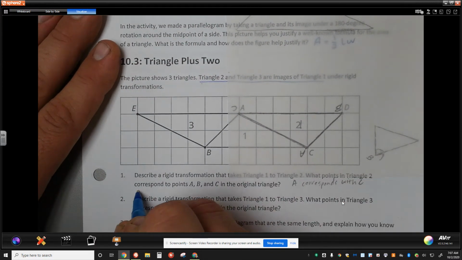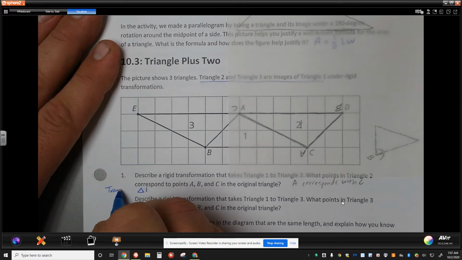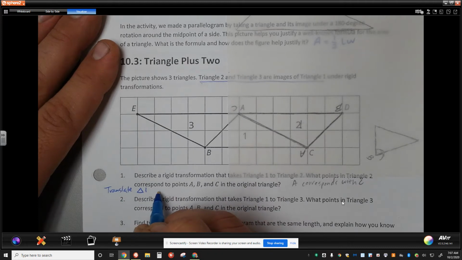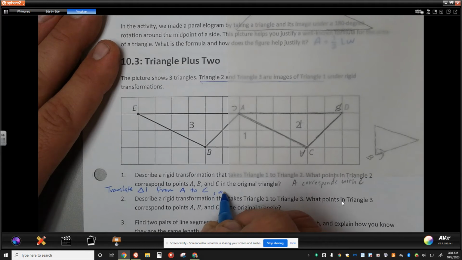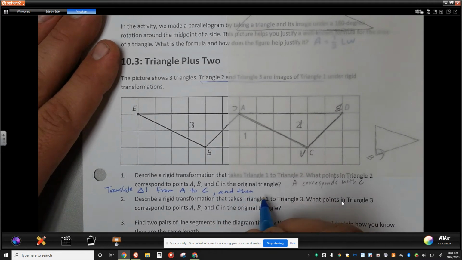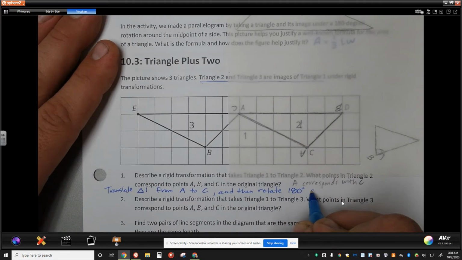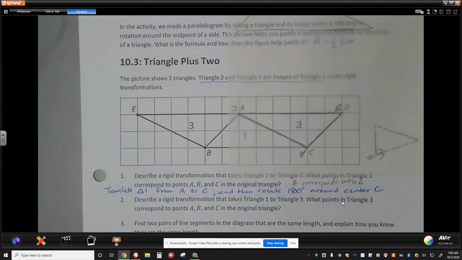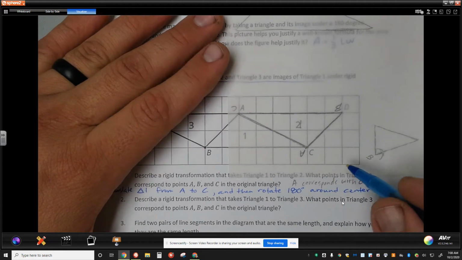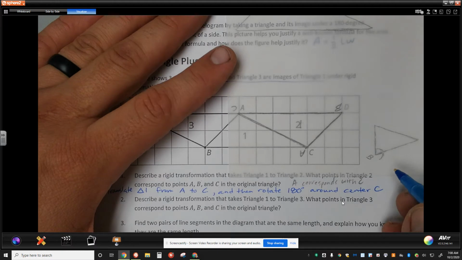We say for Triangle 1, we're going to translate Triangle 1 from A to C, and then rotate 180 degrees around center C, so that the whole triangle matches. And then I need to finish my last little spot. A corresponds with C, B with D, and C with A.